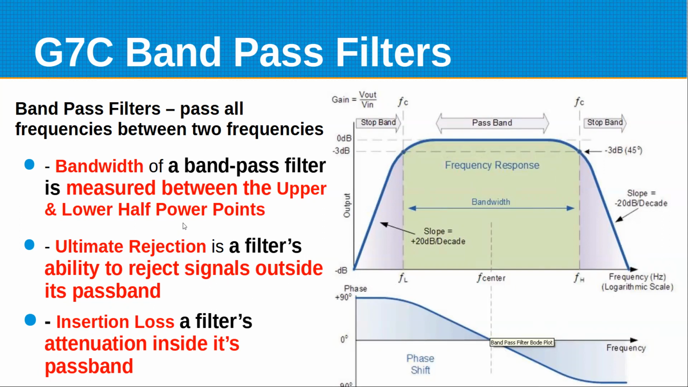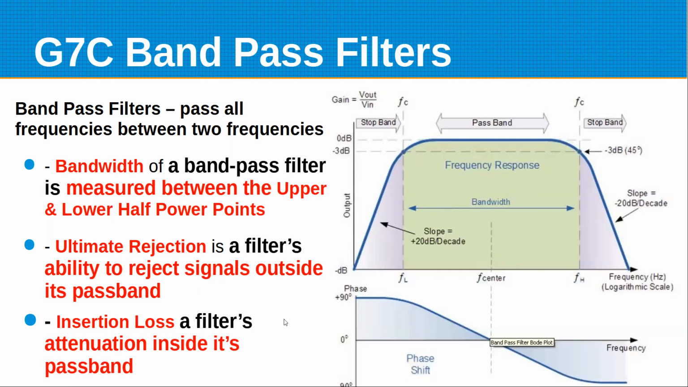Okay, so we also have a term called ultimate rejection, and that signifies the filter's ability to reject signals outside its passband. So its ultimate rejection would be in this region above it or this region below it for the bandpass filter. And it would be determined by how steep these slopes are. So how many dB down the signal would be when it's out of the passband.